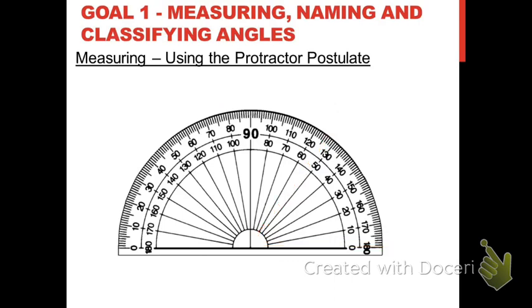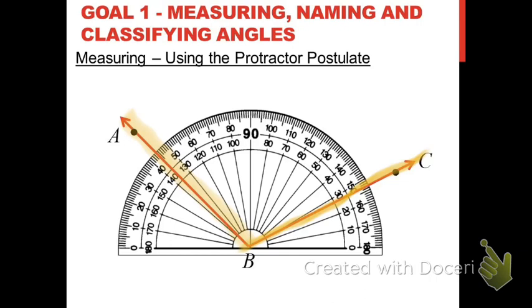Alright, now I showed you one way of measuring an angle with a protractor, and I'm going to show you another right now. It's still using the protractor postulate, but what you're going to notice is that this time the sides of the angle, ray BC and ray BA, neither one is lined up with the 0 on the protractor.